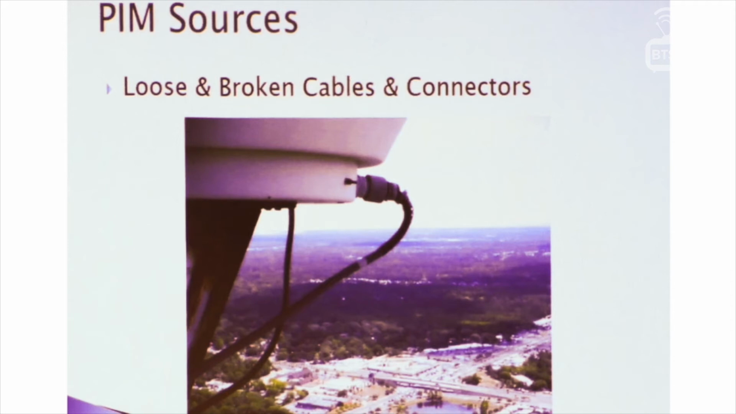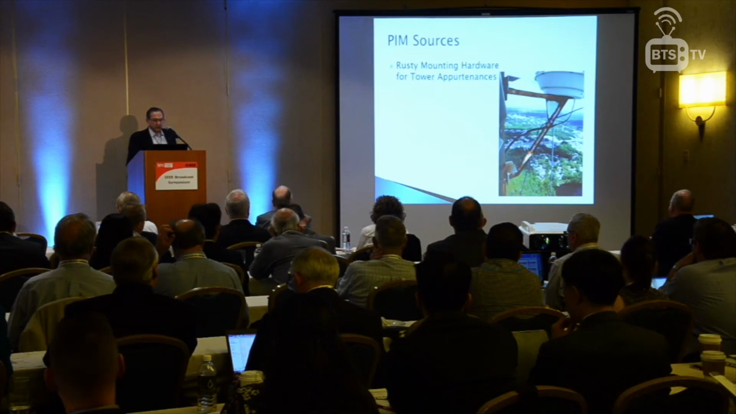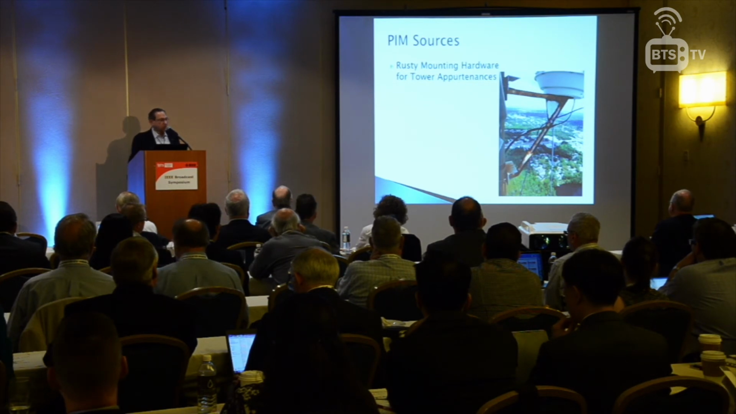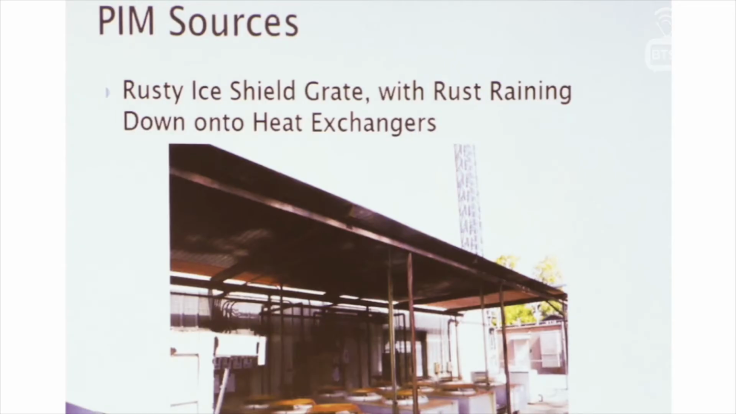Here's an example of an appurtenance on a tower that's holding some equipment up that's all rusty. All of these are potential PIM generators. And in fact, here's one more. I'd never seen this one before. This is a grating, like an ice shield over a bunch of heat exchangers. And if you look closely, all of those heat exchangers are showing rust everywhere, which is basically being blown down from the grating up above.